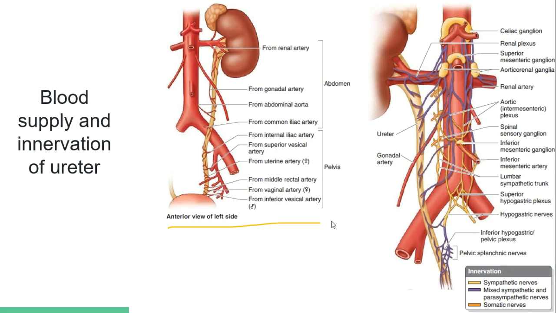In this case, on this side we have the anterior view of the left side. We have branches from the renal artery, gonadal artery, abdominal aorta, common iliac artery, internal iliac artery, superior vesical artery, uterine artery, that's in a female, rectal artery, vaginal artery, and the inferior vesical artery. So this region here is called the pelvis, and this is called the abdomen, as shown.